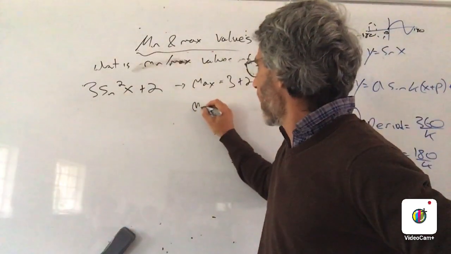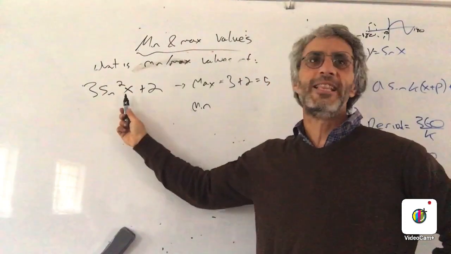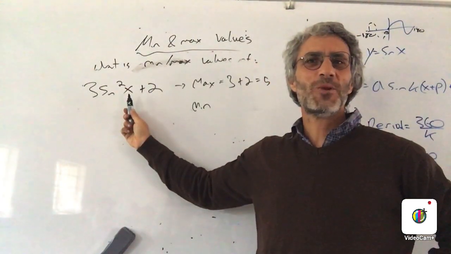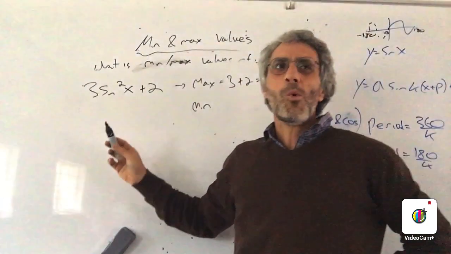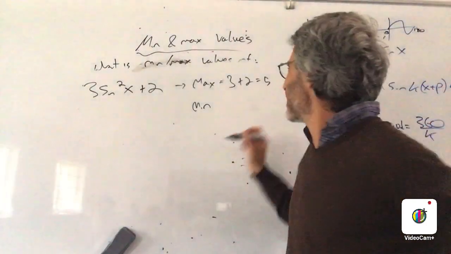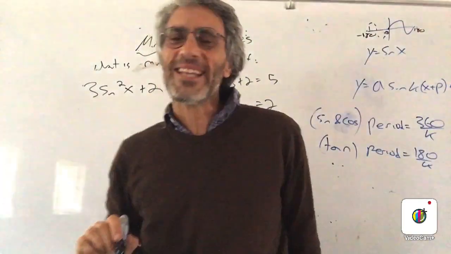Okay, the minimum, we have to be a little bit more careful. What's the minimum that can be? It's going to be negative 1. No. Well, negative 3. Good. Can you explain why the answer is 2? What is the mistake that we've done here?